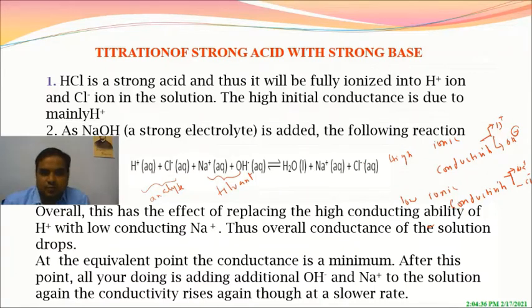Before titration, what happens? Only HCl is present. In the HCl, the presence of H+ ions with high ionic conductivity gives high conductance. During titration, up to the equivalence point or neutralization point, H+ with high ionic conductivity is replaced by Na+ ions with low ionic conductivity, that is, the conductance decreases.